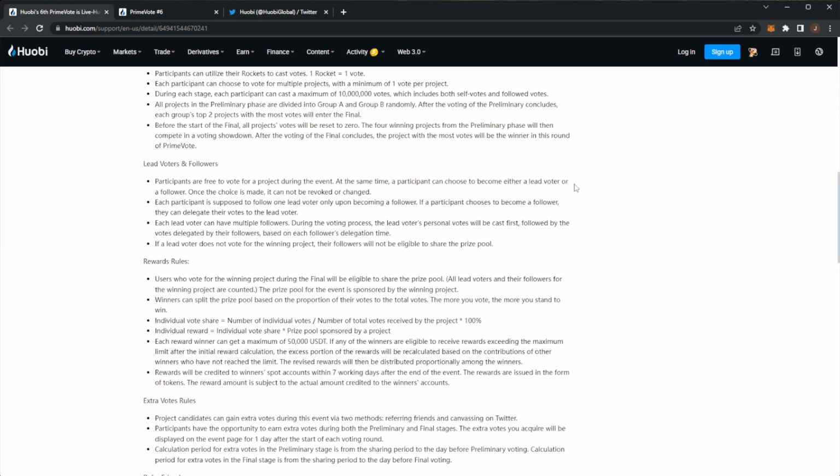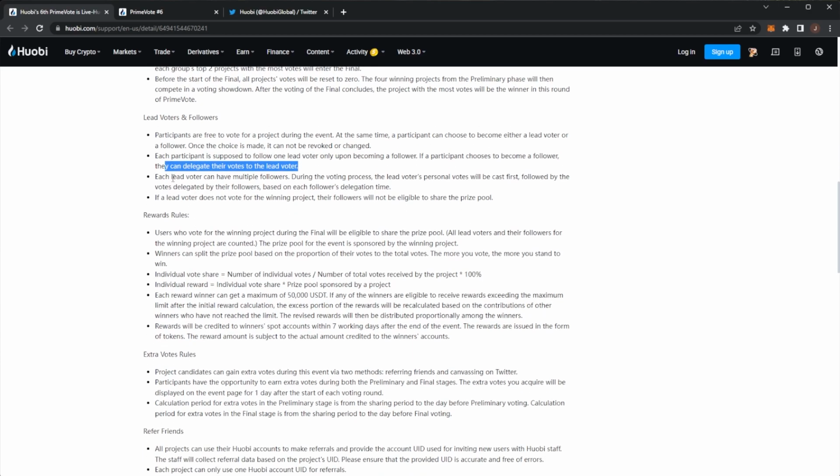So lead voters and followers, participants are free to vote at any time. At the same time, you can be a lead voter or a follower. Each participant is supposed to follow one lead voter, only becoming a follower. If you become a follower, you can delegate your votes to the lead voter. A lead voter can have multiple followers. During the voting period, their personal votes will be cast first, followed by votes delegated by their followers based on the followers' delegation time. If a lead voter does not vote for a winning project, their followers will not be eligible to share the prize pool.